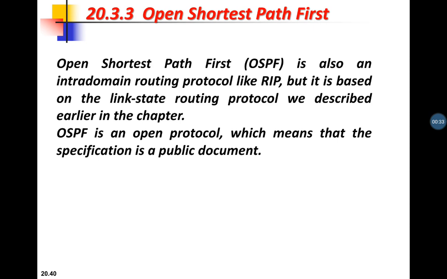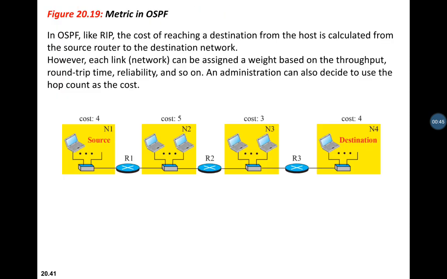Now, this is an intra-domain routing protocol. It is said to be an open protocol, meaning the specification is a public document. Now let us see in detail. First, let us see the metric in Open Shortest Path First.